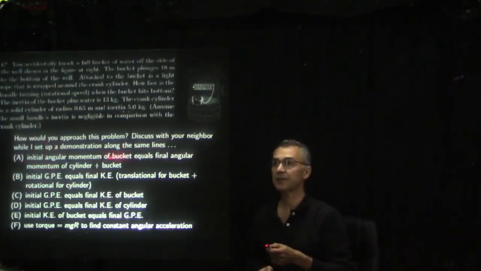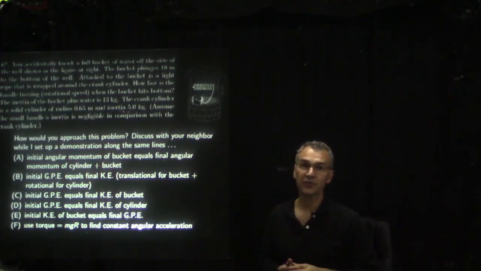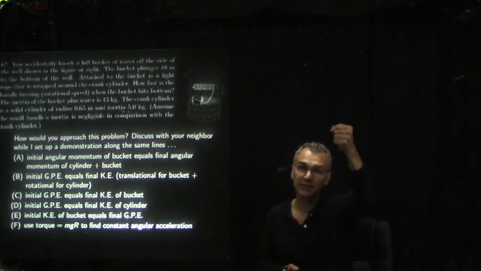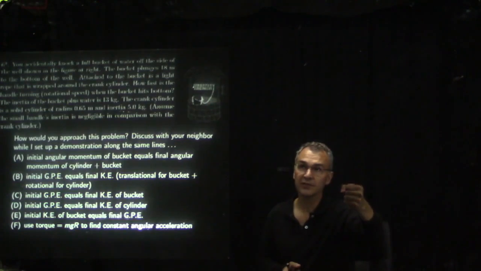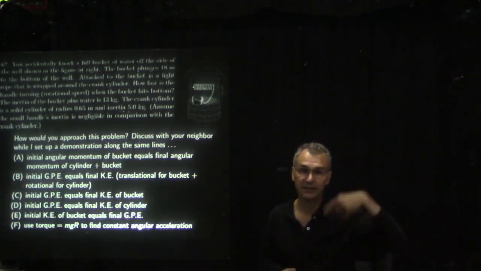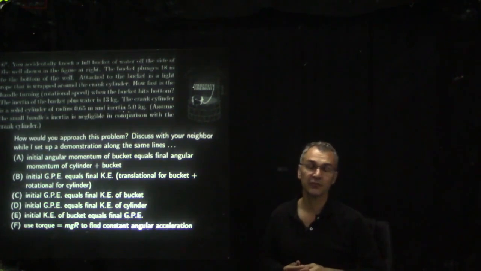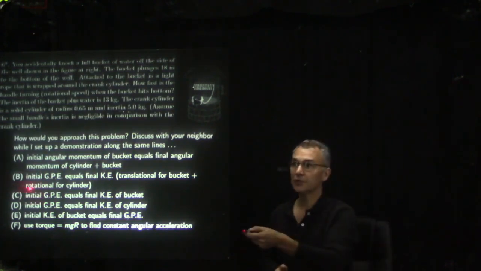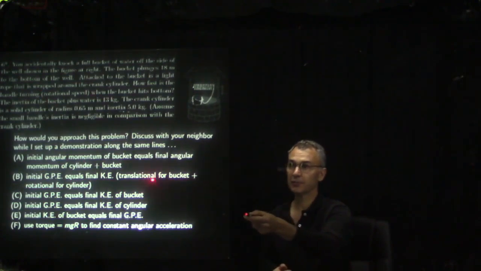Initial angular momentum of bucket equals final angular momentum of cylinder plus bucket. Well, we haven't learned enough to be able to do that yet, and I don't think it would work, because it turns out that Earth's gravity pulling on the bucket is causing the cylinder to rotate at a faster and faster angular velocity. That's an external torque, so angular momentum is not constant. Initial gravitational potential energy equals final kinetic energy, where we include the translational kinetic energy for the bucket and the rotational kinetic energy for the cylinder. I think I like that.